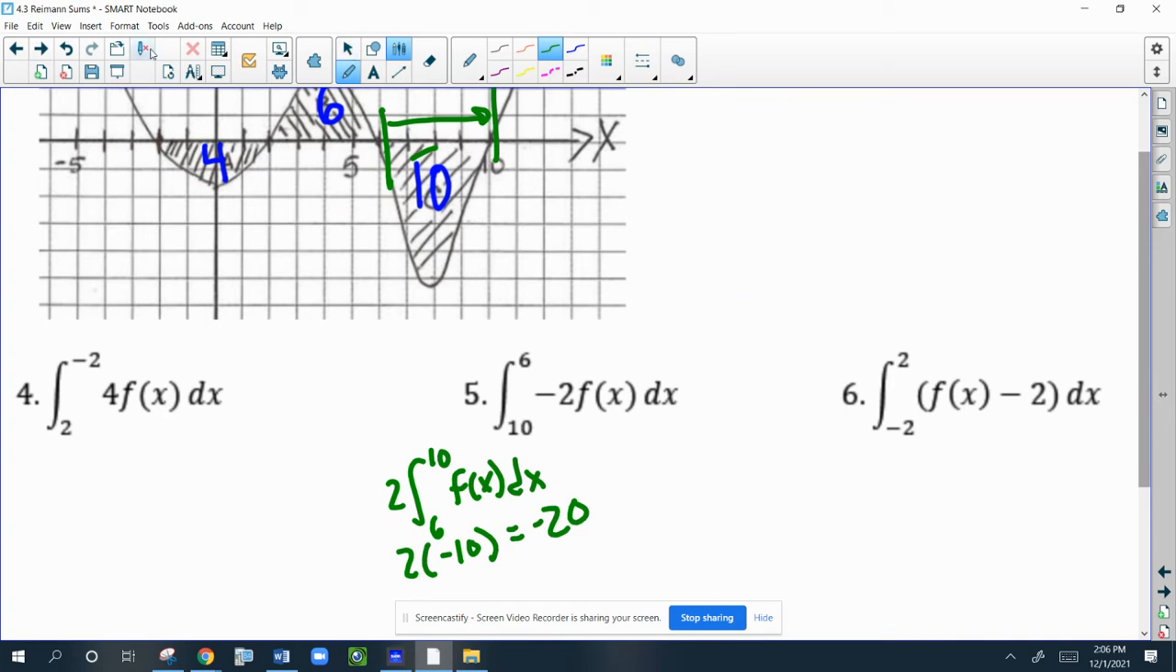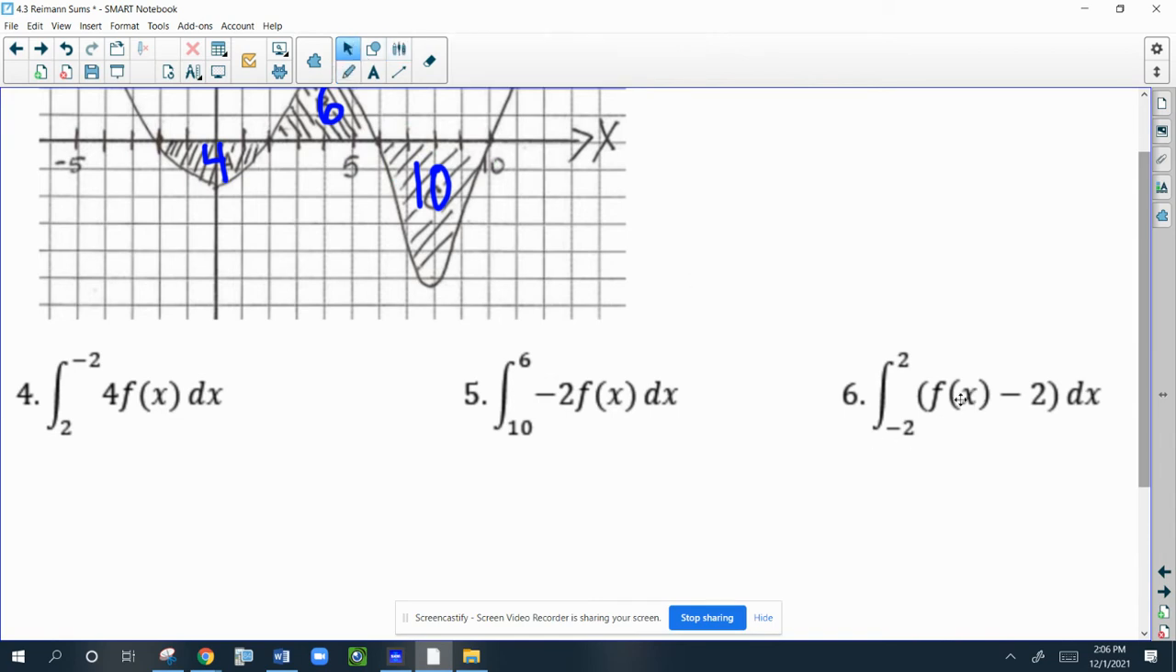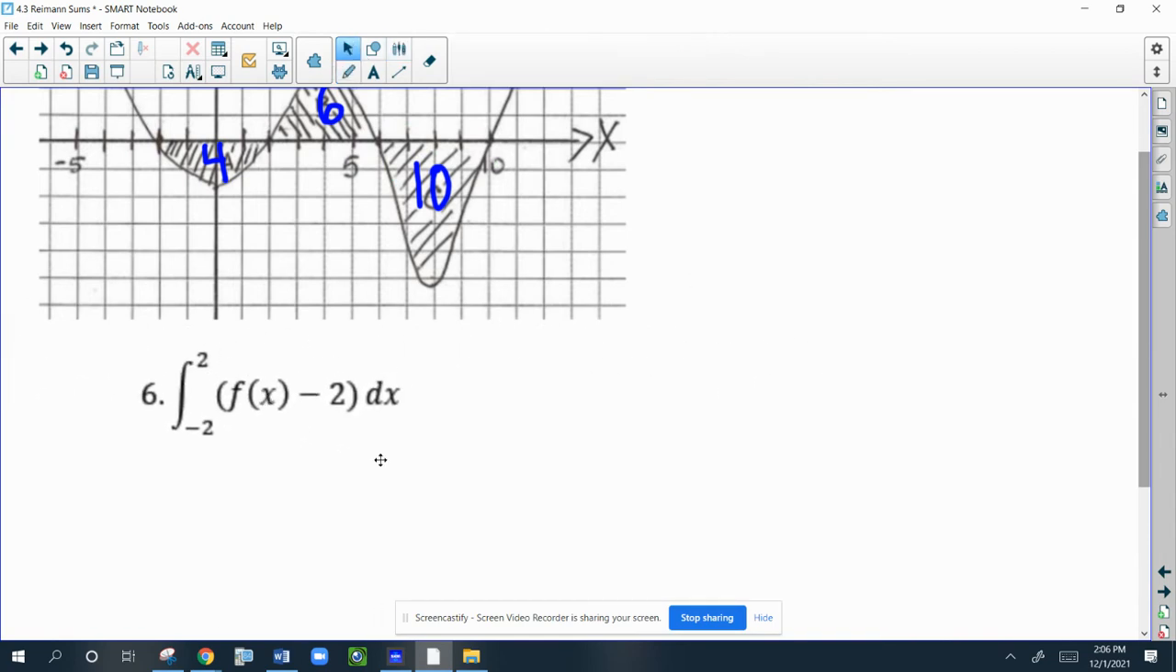Question number 6 is probably the most difficult of all these because it has a minus 2. To do that one, there is really no property of integrals like we did with multiplication, where you could factor out a constant. The negative 2 is not a constant here. It's just another term.